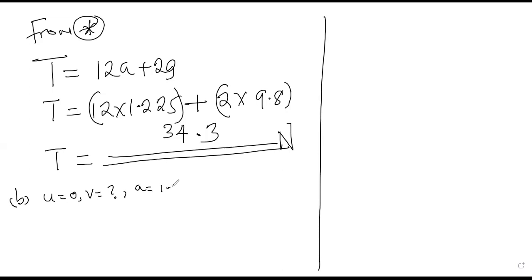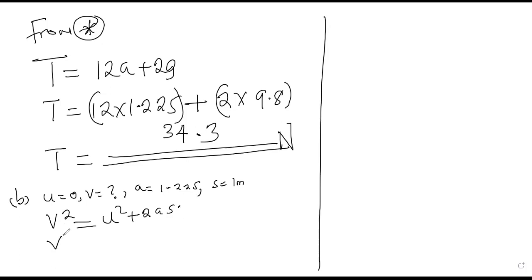As 1.225. We have the height, because since it is going to hit the ground, the distance it will cover is 1 meter. The value of S would be 1 meter. So there is nothing that can stop a student from using the third equation of motion: V squared equals U squared plus 2AS.